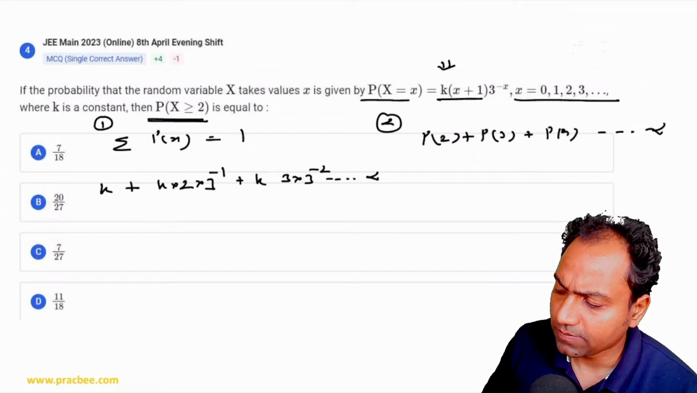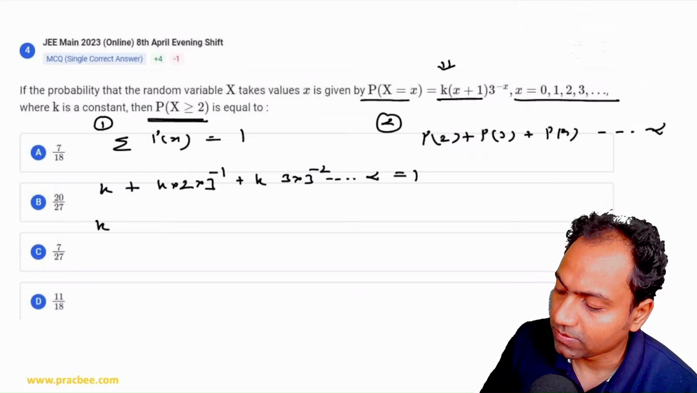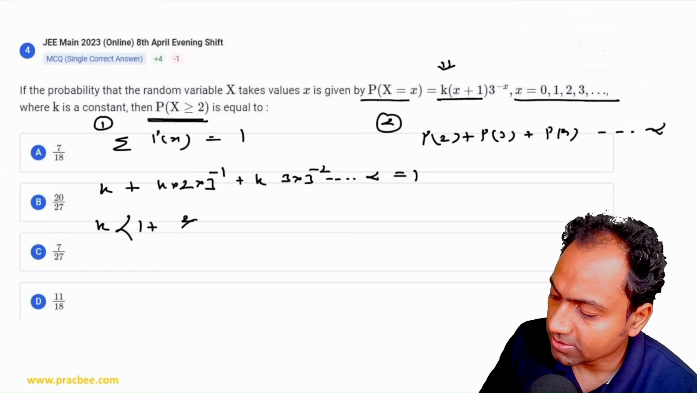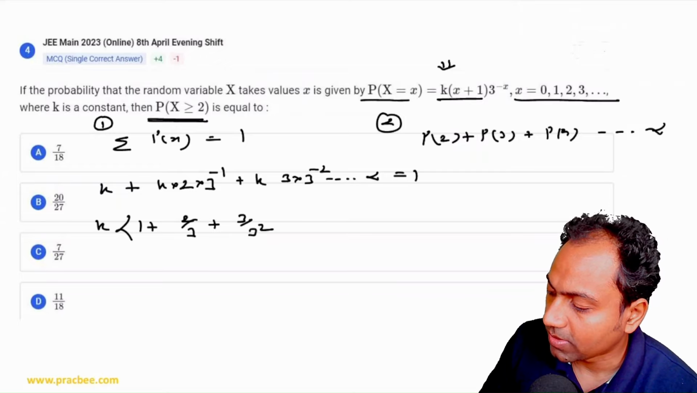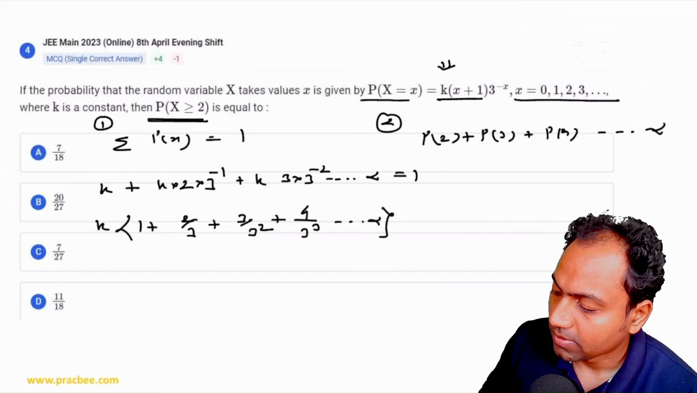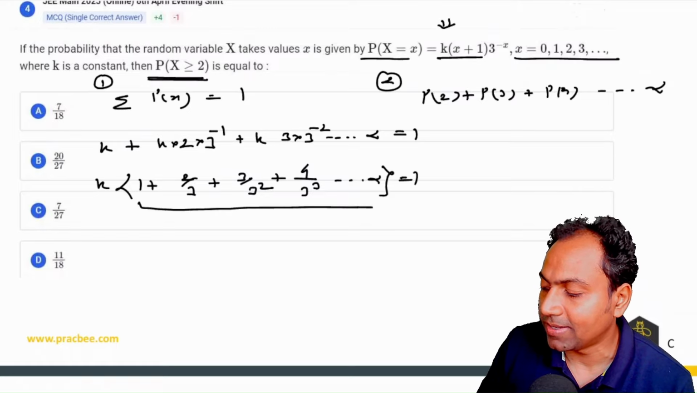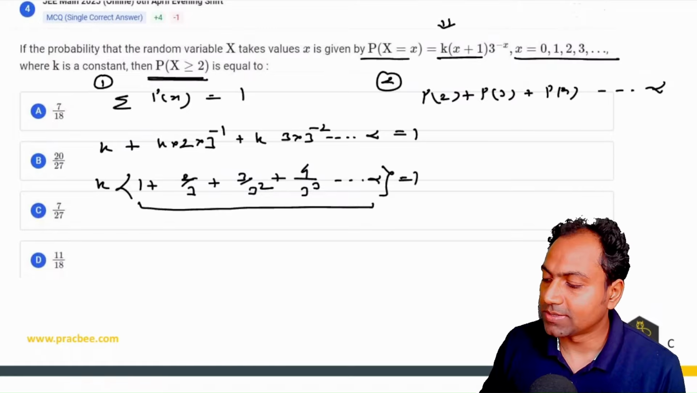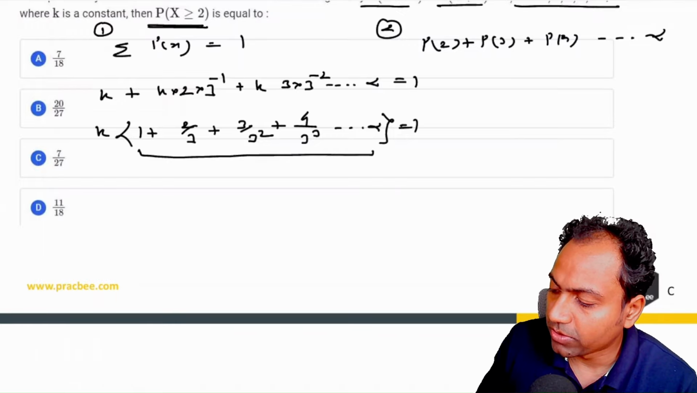Out of this now, if you carefully observe, this is becoming an AGP. Now the sum is equal to 1, we know that. So what we can do is take this k common. So this is 1, and this is 2 by 3, this is 3 by 3 square. Then there will be 4 by 3 cube till infinity. This is equal to 1. So we need to find the sum of this infinite AGP. And how to find this sum? Let us take this series separately as S, figure out the value, put it here and get the value.